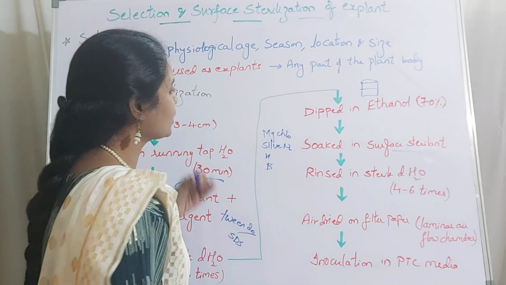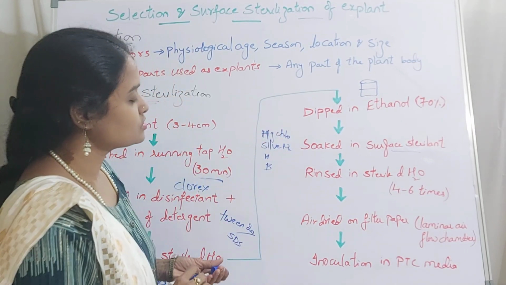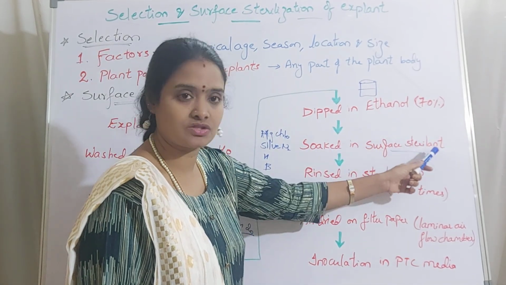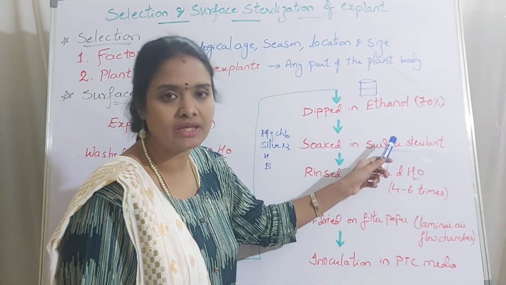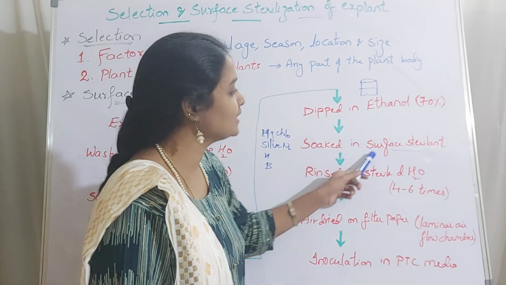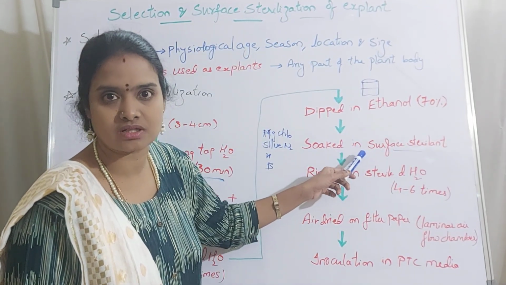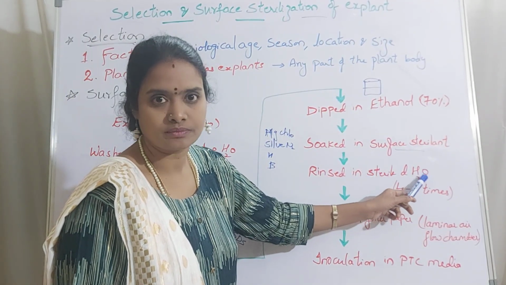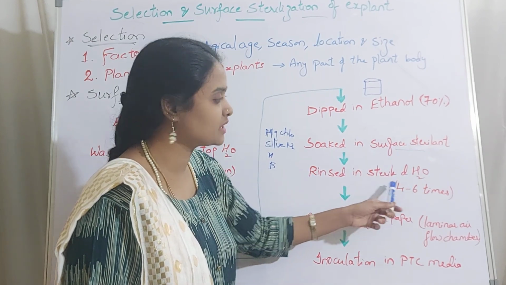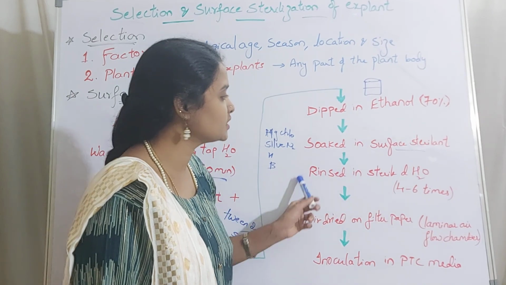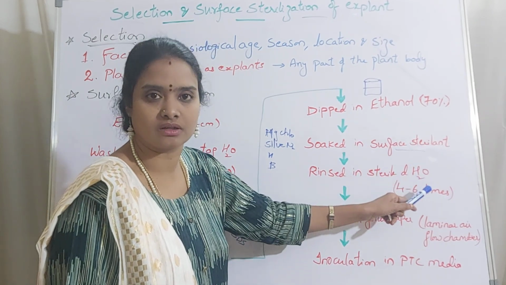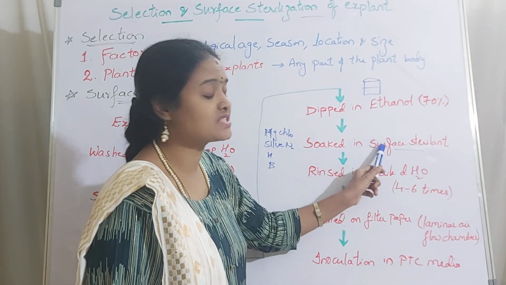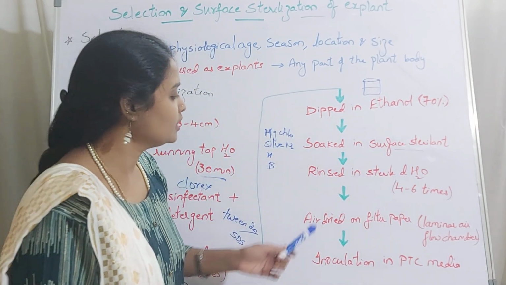So here mercury chloride, HgCl2. So here what happens, once you soak them in the surface sterilant or surface sterilizing agent, all the microorganisms or the contaminants will be killed. Okay, now we don't want any remnants of the surface sterilizing agents to be present. So what we must do, again we must rinse them in sterilized distilled water. So again you take 4 to 6 beakers of sterilized distilled water, then transfer the explant from one beaker to another beaker. Okay, so now this will be rinsing off the explant so that all the surface sterilant present will be washed away. Okay, then it is air drying.